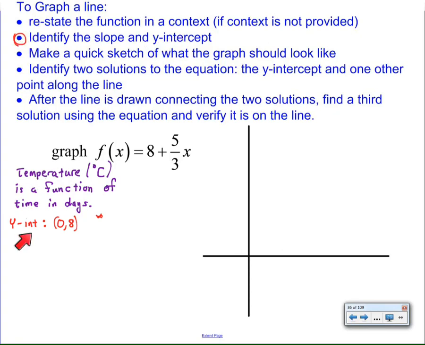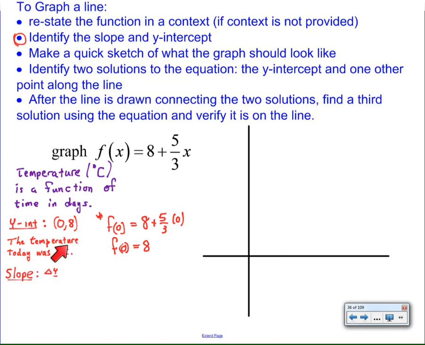You start off by identifying the y-intercept exactly as it should be, as a coordinate set. You could even show off and say, look, at 0 for x, we end up with 8 for y. That's why the y-intercept is (0, 8). Even better, add to your context with this new information. That is, the temperature today was 8 degrees Celsius. Starting temperature, 8 degrees Celsius.